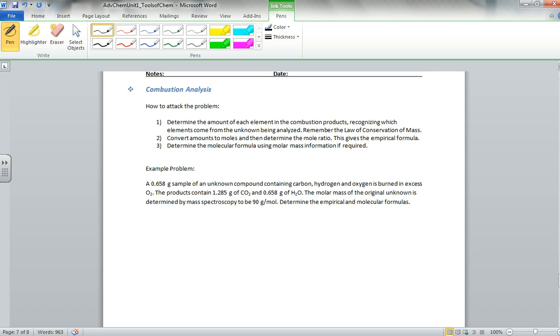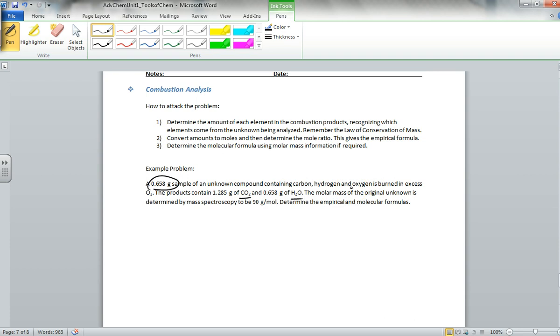So what we're going to do is work through a problem here. The idea is that we take an unknown sample, we burn it, so this original sample is 0.658 grams. It contains carbon, hydrogen, and oxygen. So they've told us what's in there. They react it with oxygen, and in the process we produce carbon dioxide and water. The reason we produced carbon dioxide was because the original substance had carbon in it. All of the carbon that was in the original substance is now in carbon dioxide if we collect it. And all of the hydrogen that was in the original substance is now in water. And then the oxygen is just the remaining mass, whatever was left.